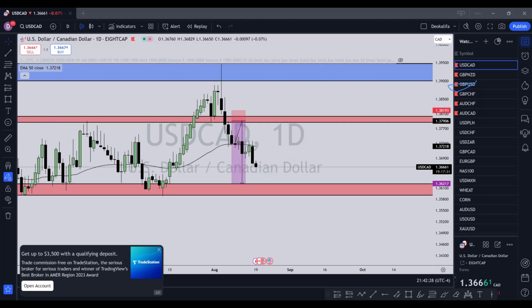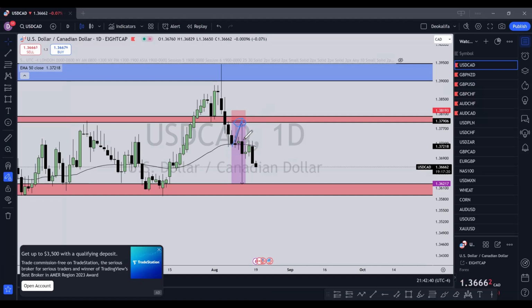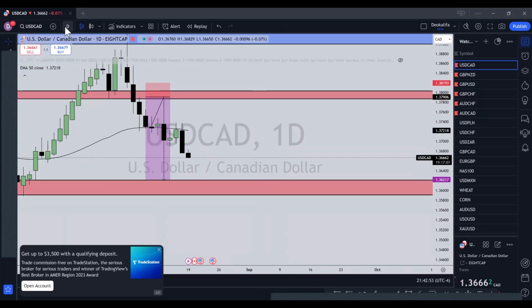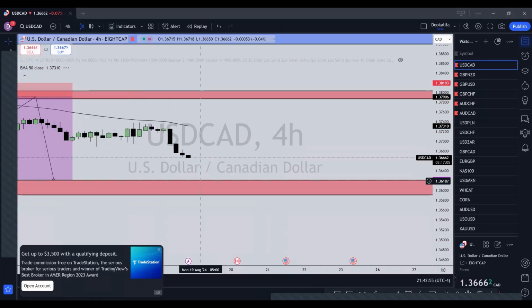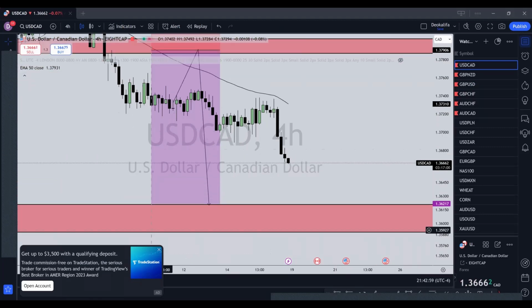And if you watched my video of last week, I was looking for USD CAD to come back to this area, but it didn't. So it sold all the way, and I'm expecting price to make contact. So maybe a place that can present another selling opportunity can be, let me go to the 4-hour time frame, can be this area. Let me mark it.